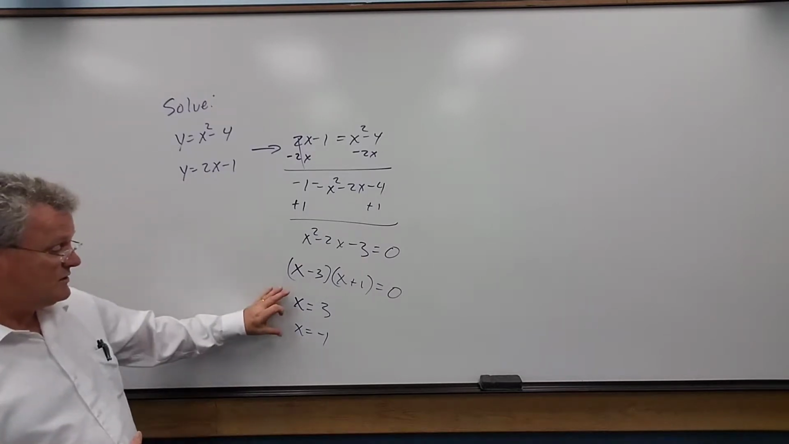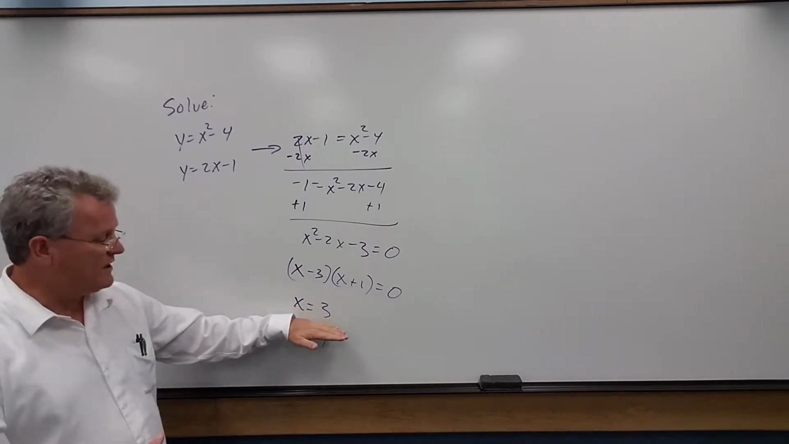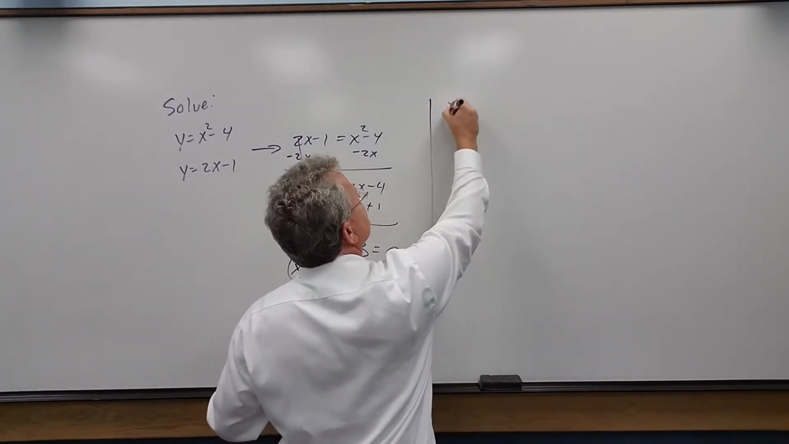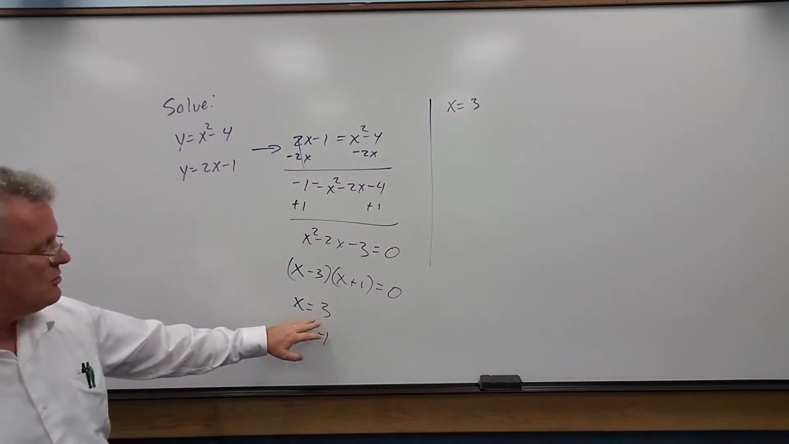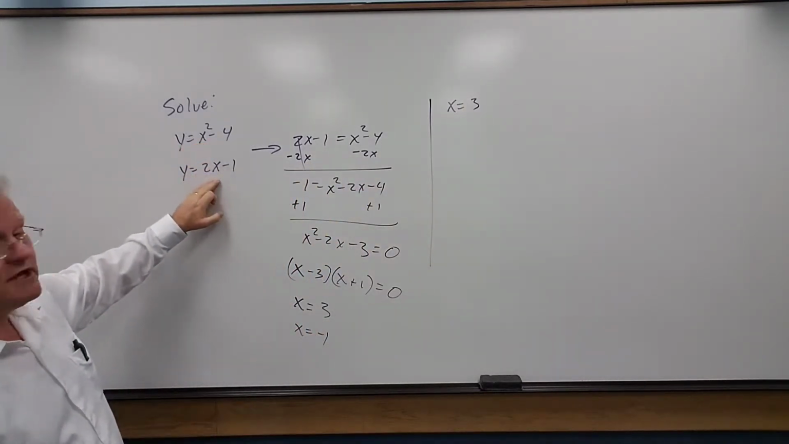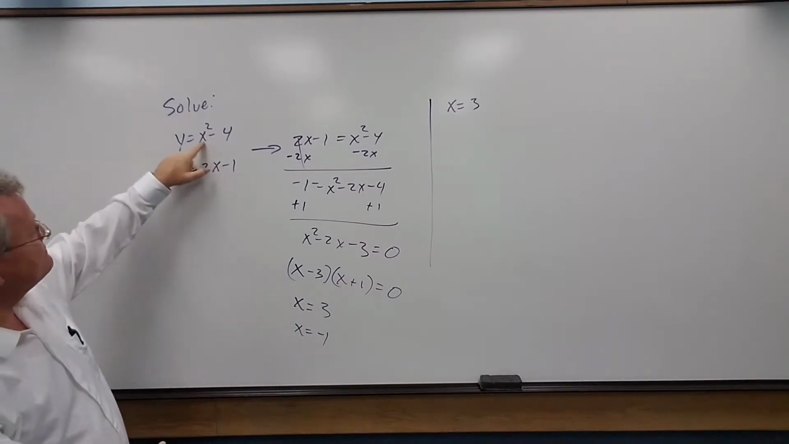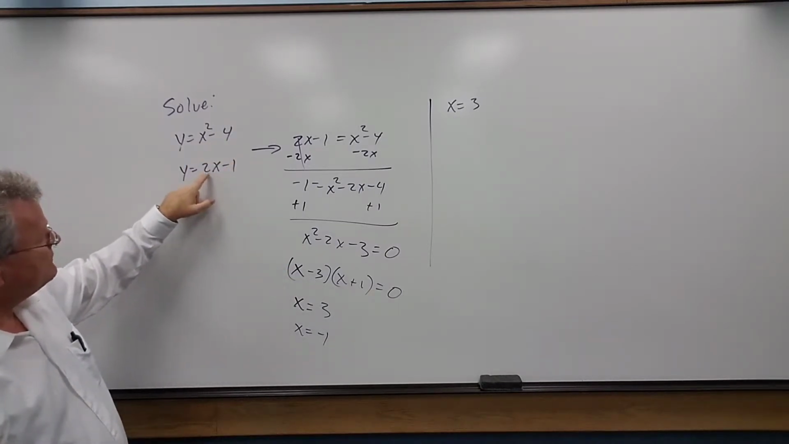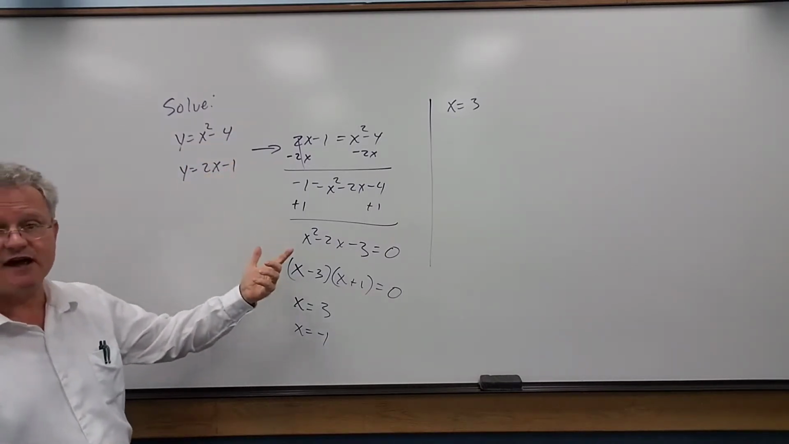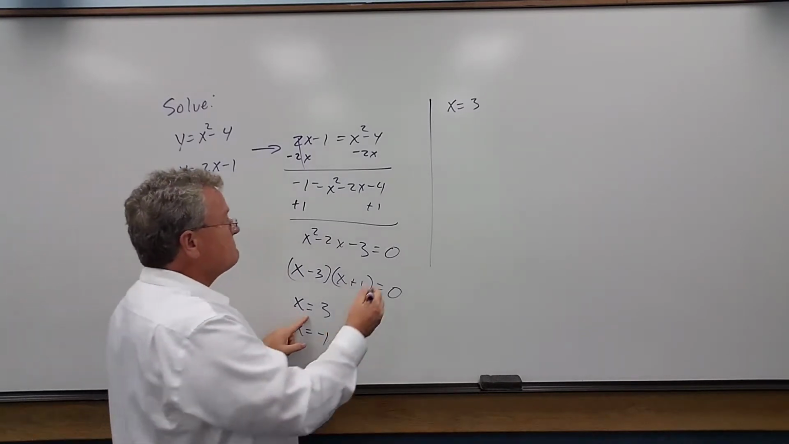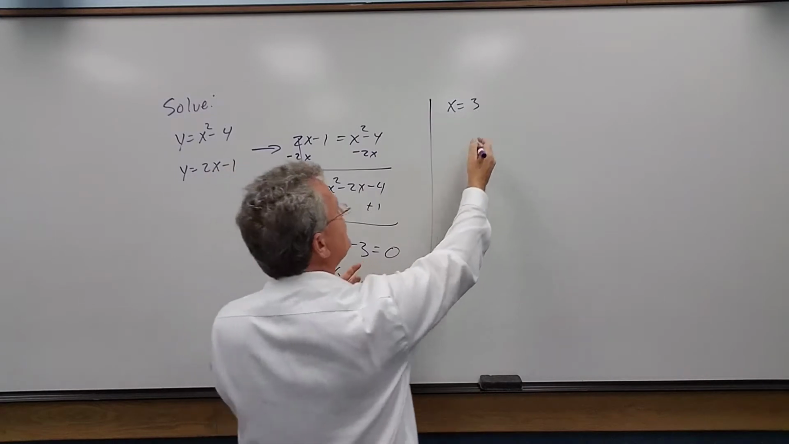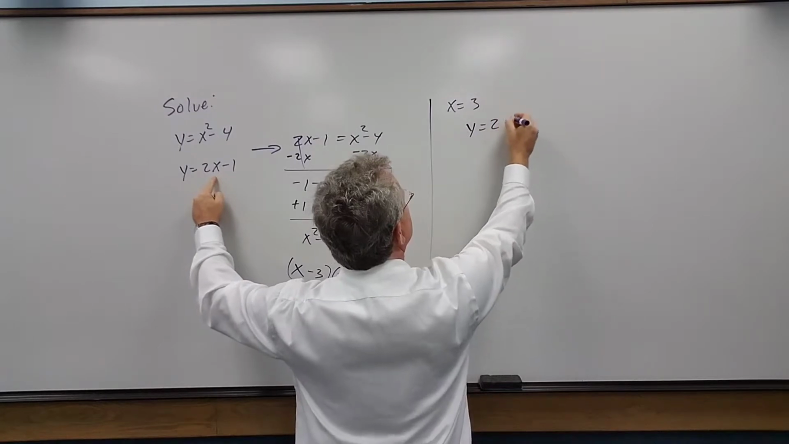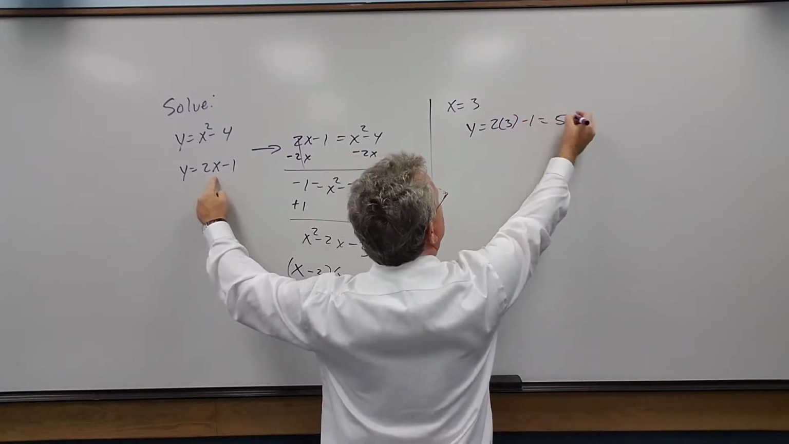All right, so now we need to know what y values go with each of these x values. For x equals 3, what y value goes with that? Well, I can plug in 3 into here or into here. It doesn't matter. If I plug in 3 here, we get 9 minus 4 is 5. If I plug 3 into here, we get 2 times 3 is 6 minus 1 is 5. So you just pick one of the equations and plug it in. I'm going to show the work here and plug it into this one. We get 2 times 3 minus 1, 6 minus 1 is 5.